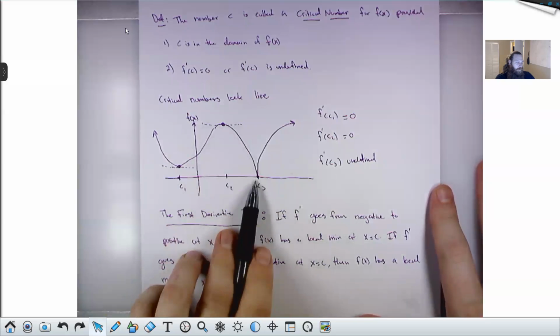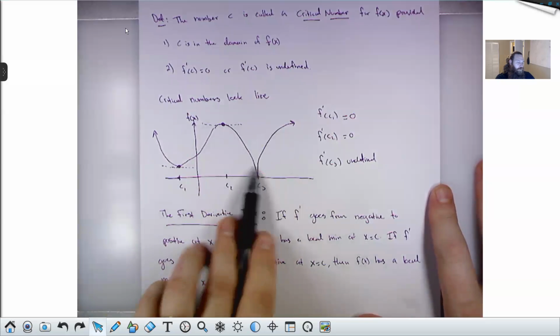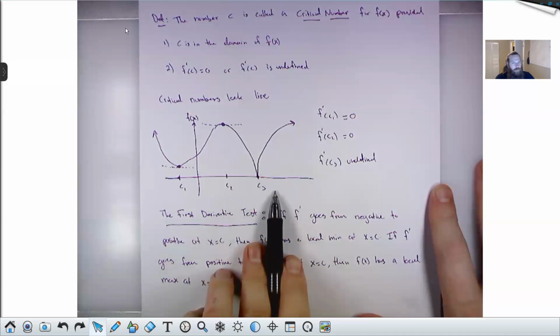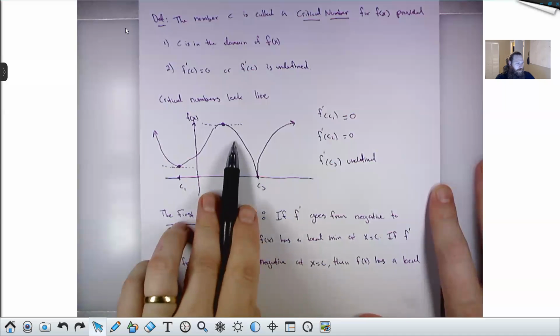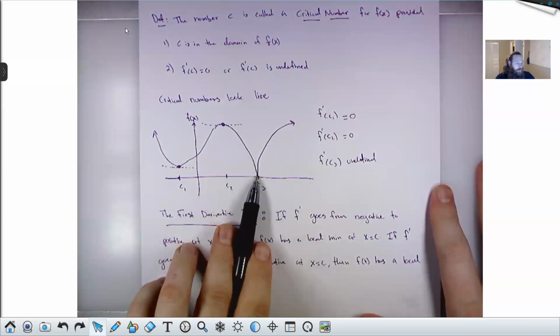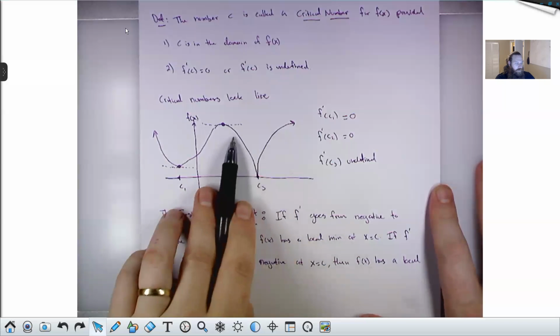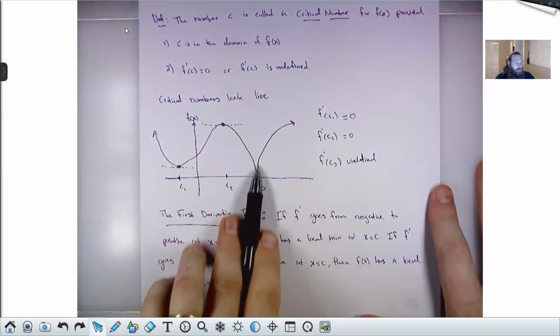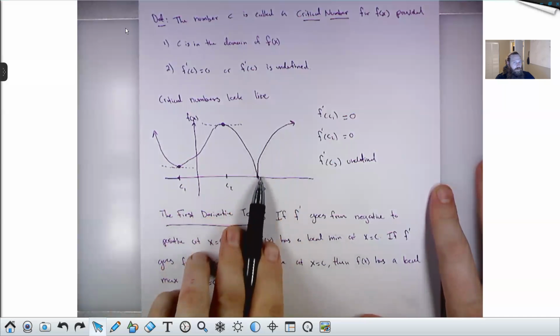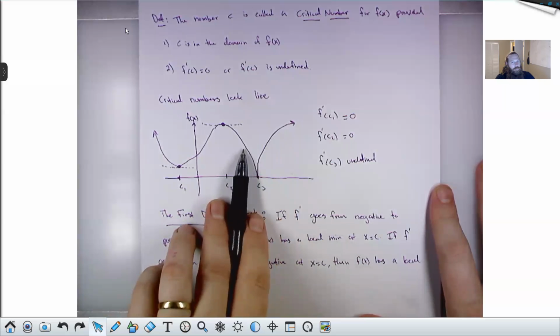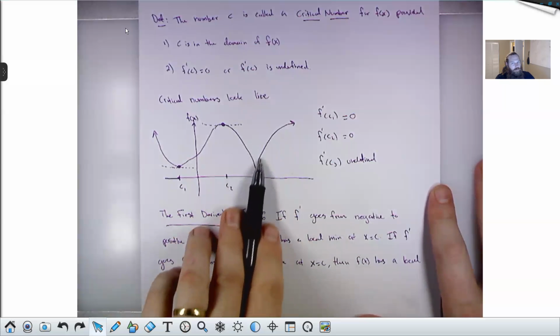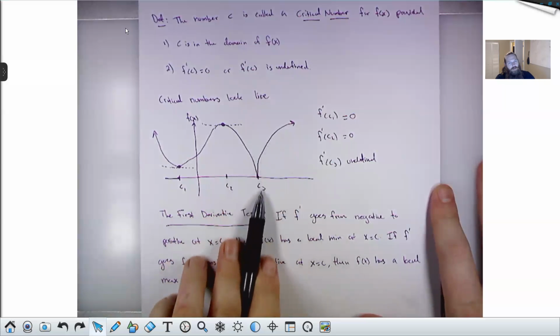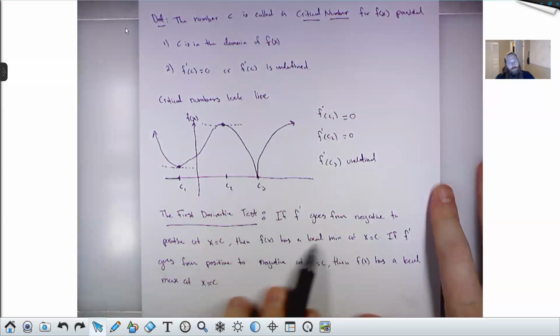Even here, where things are pointy and not nice, where f prime is undefined at C3, the same rule works great. F prime here is negative, f prime here is positive. F here is decreasing, right? So f prime is negative. F prime over here is positive because f is increasing. So f prime went from negative to positive. And that indicates that we went through a local min.